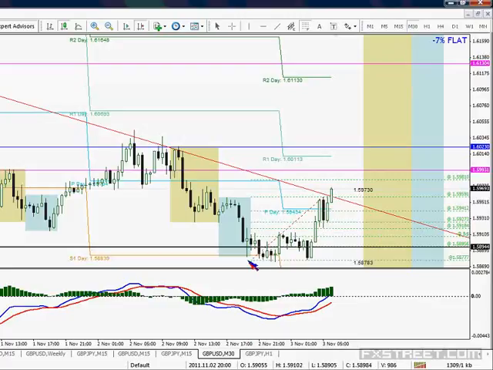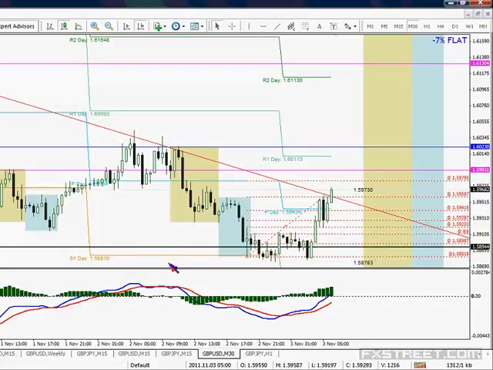Now, this is the Fibonacci placed on the last move up, right before we had this breakout. And the retracement was 50%. I would have waited for more. I would have waited all the way down here and most likely missed the aggressive entry. The aggressive entry means you enter at 61.